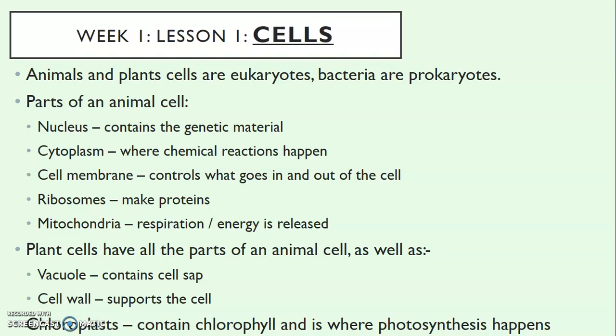Plant cells have all of those above parts, as well as vacuole, cell wall and chloroplasts. Vacuole contains cell sap, the cell wall supports the cell, and the chloroplasts contain chlorophyll, and this is where photosynthesis happens. So please make sure that you have learnt those facts before you go on to your next video.